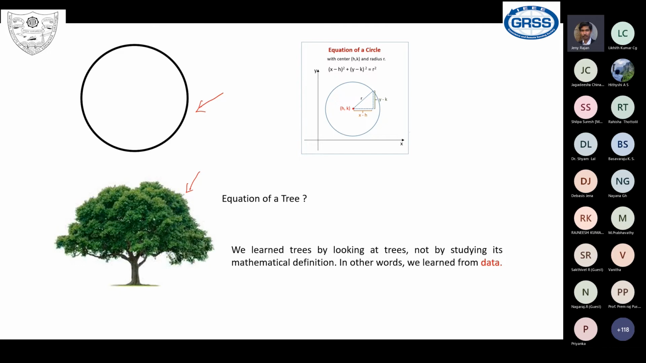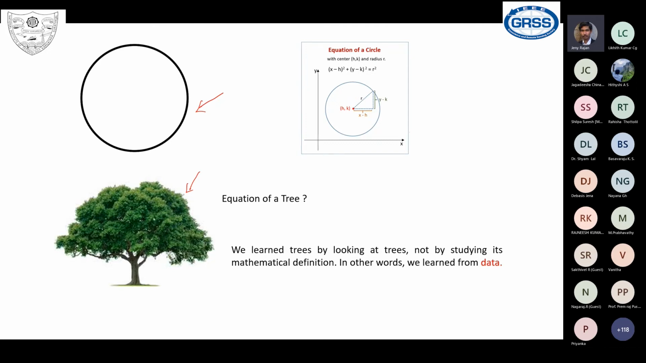You can assume it is 1 and 0. If it is 1, that means the input is a tree. If it is 0, the input is not a tree. This is what this model will do, right? So with the help of a machine learning algorithm, we are trying to develop a model that does this classification, right?